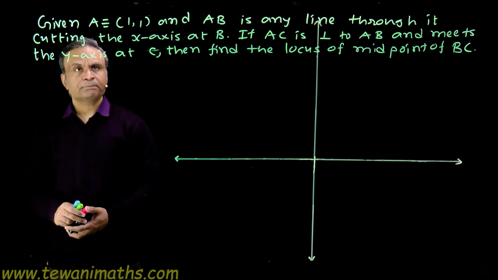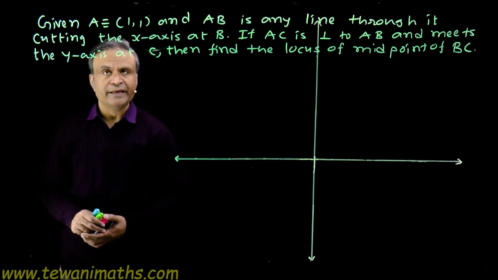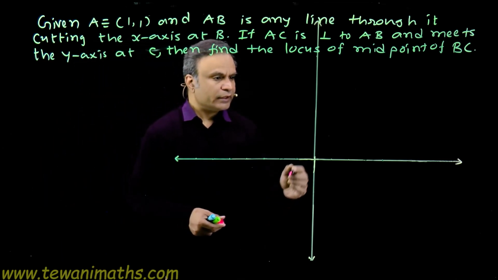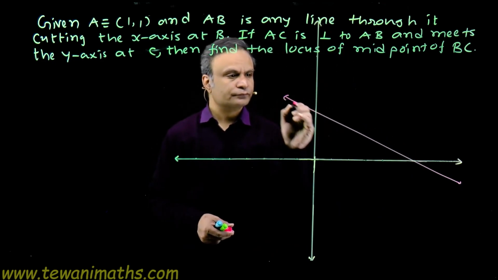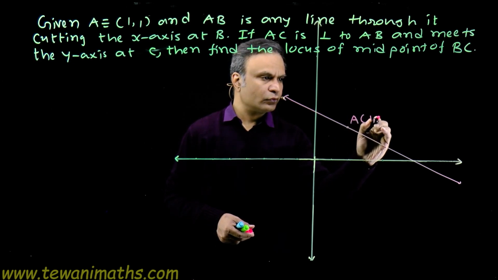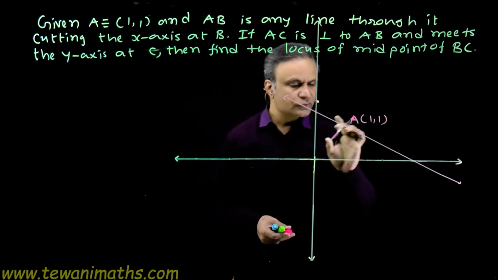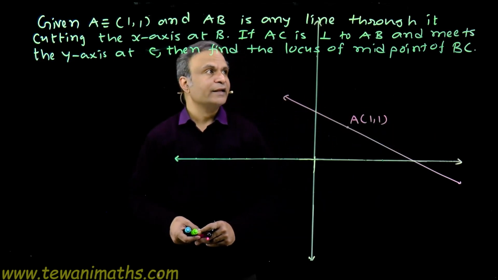Let's draw the diagram. We have here coordinate plane. We have variable lines passing through point A having coordinates 1, 1. Let's draw one such line. This is a line through point A having coordinates 1, 1. We can draw infinite number of lines through point A. This is one of those infinite lines.